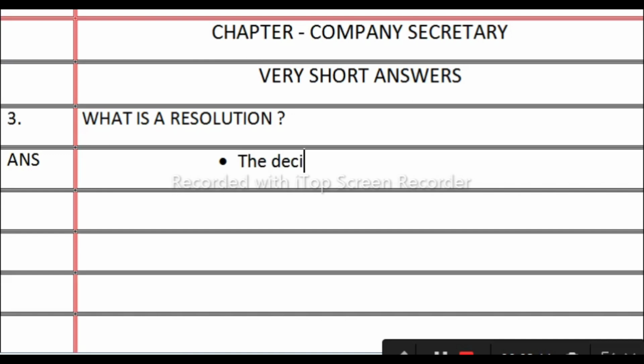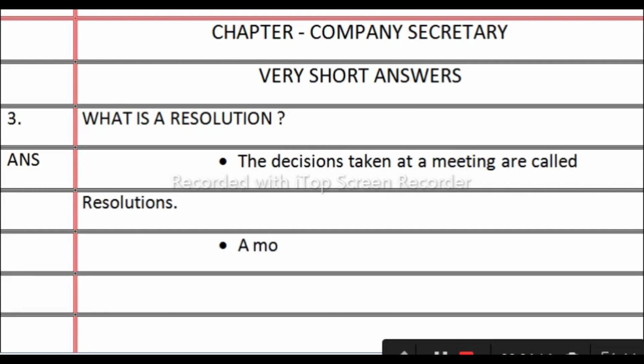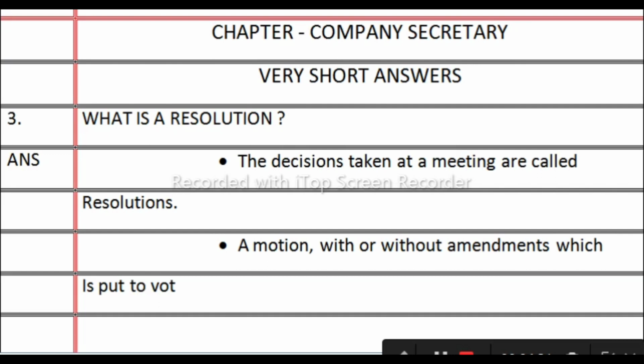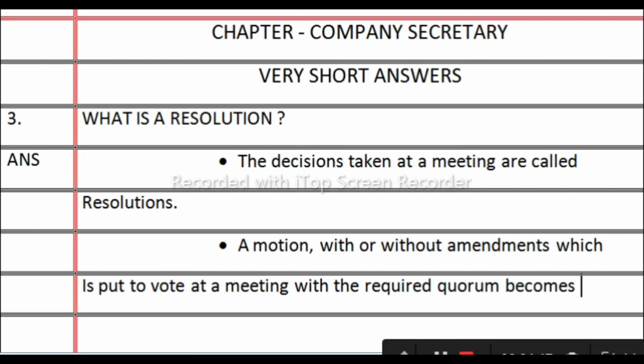A resolution is very simple. The decisions which are taken at a meeting of a company are called resolutions. Or in other words, a particular issue which is put forward in a meeting with the required minimum number of members present to discuss it, and which is passed through a proper voting procedure, becomes a resolution.